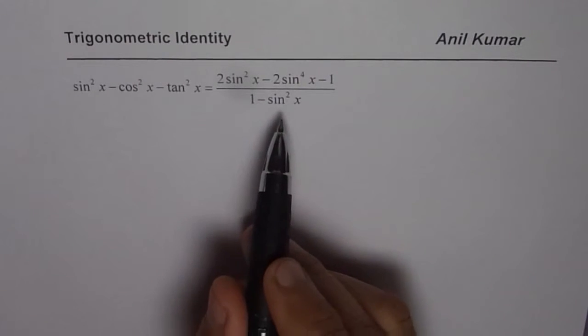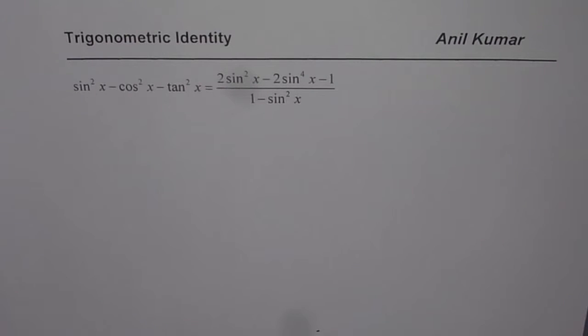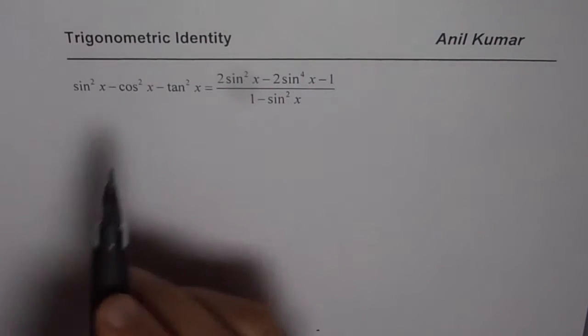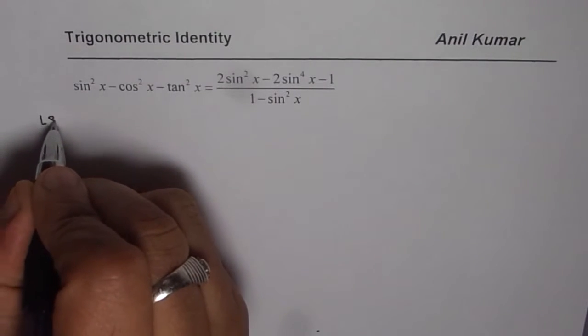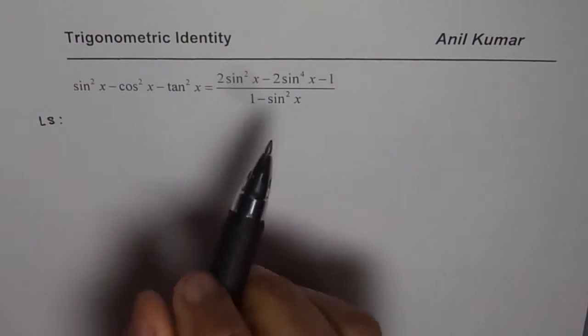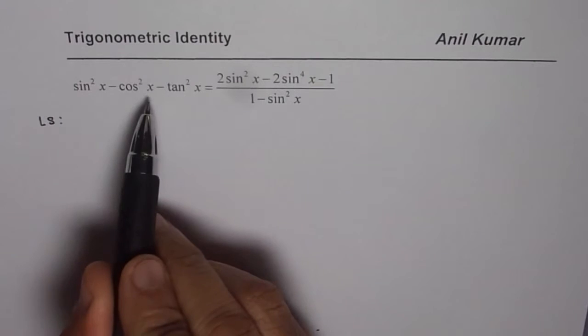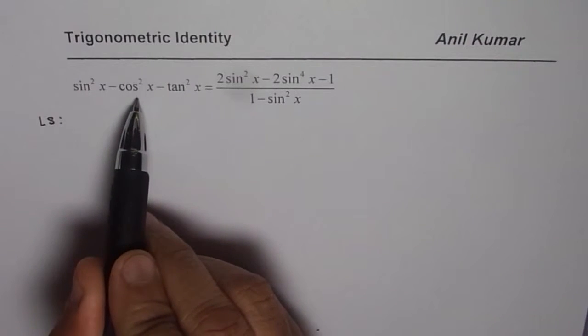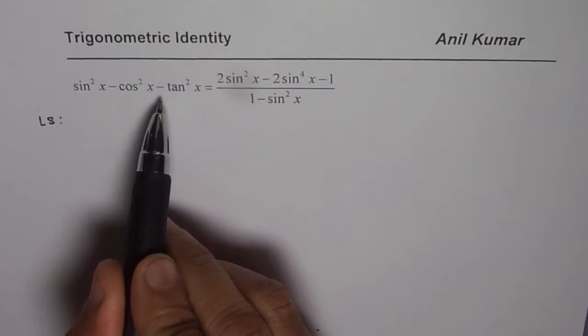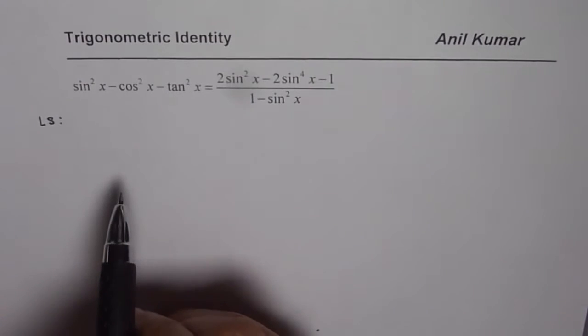Now the right side looks complicated, so we should start from the right side as per our rules. But in this particular case, I prefer to start from the left side. The reason is very simple: the right side is all in terms of sin. So my strategy here is to write everything in terms of sin, and I hope to get the right side. So that is my strategy.